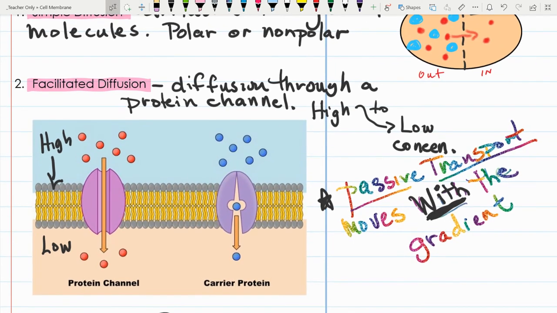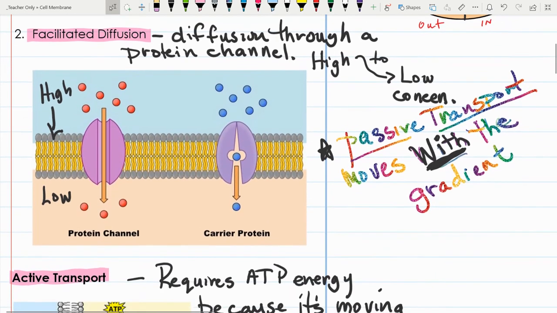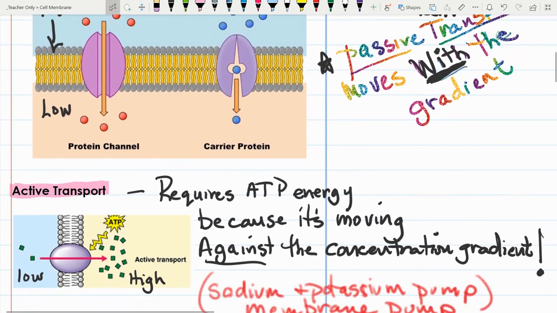Okay, pause if you need to. I'm going to move on otherwise to active transport.